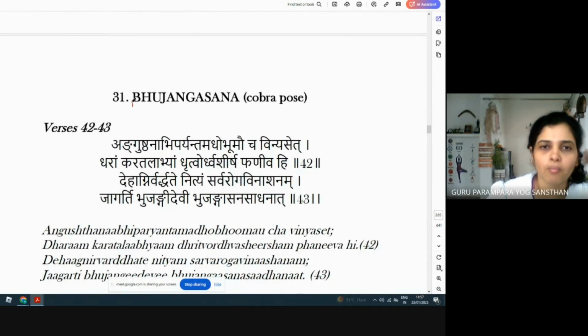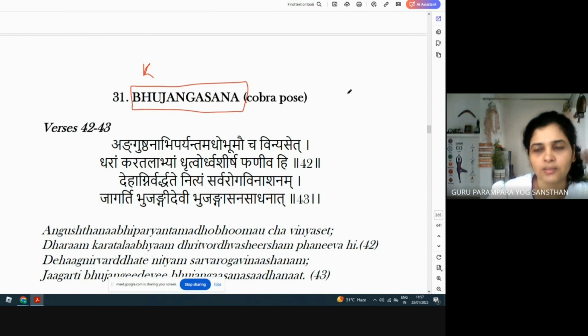Bhujangasana, very, very important. According to Gherand Samhita, the Kundali awakening happens with Bhujangasana. Okay, Cobra pose.